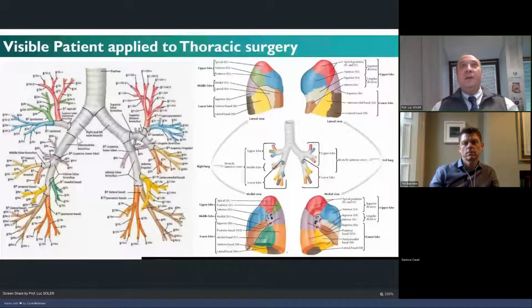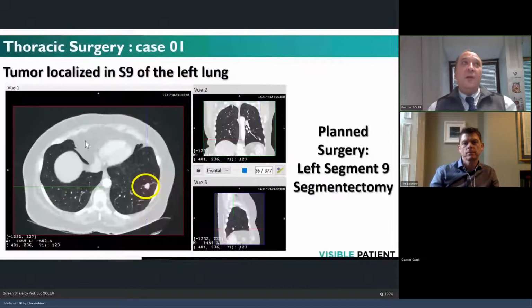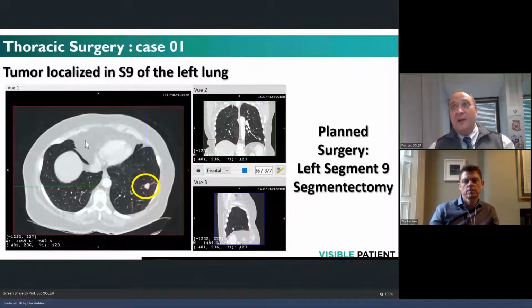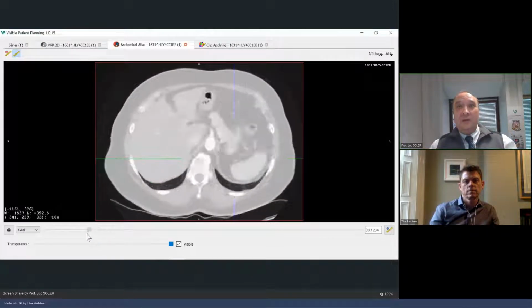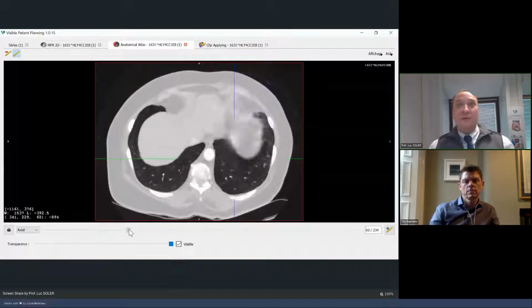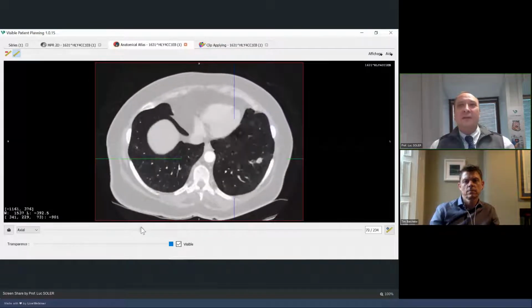So, first example, with this patient who had a diagnosis of a solid tumor located in segment 9 of the left lung. The planned resection was a left segmentectomy 9. Let's switch now to the software for the live demo. So here now you see my software, Visible Patient Planning, on my PC. My PC is a Surface Windows, so it's a small computer. You don't necessarily need a big one.